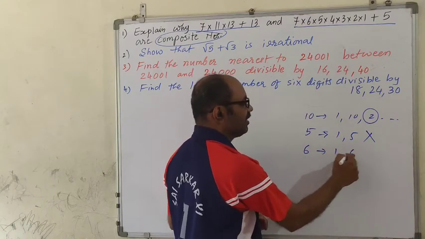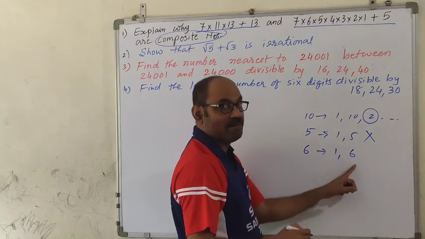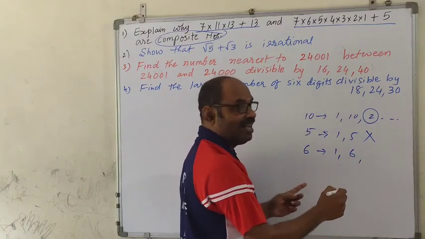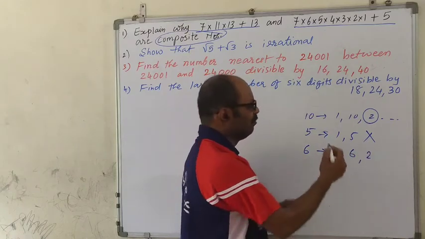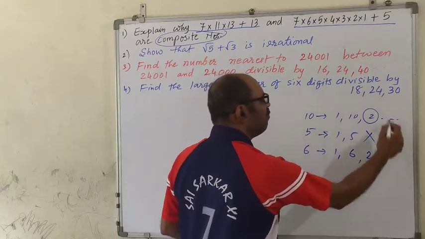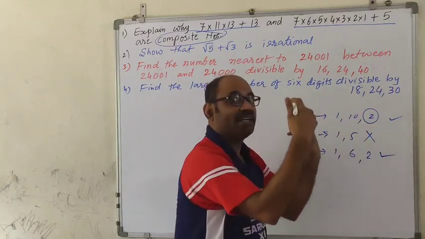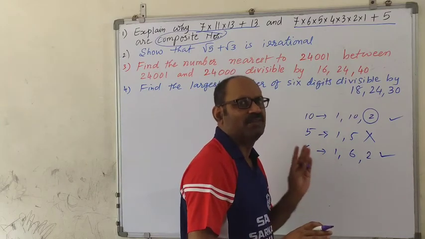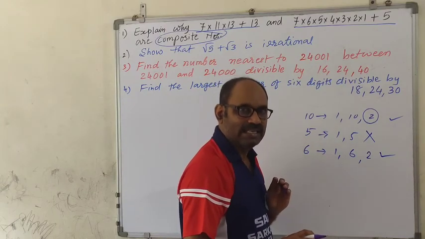6: 1 and 6. 1 is a factor of all numbers, and the number itself is a factor. So 1 and 6 are there. After that, is 2 a factor? Yes. Is 3 a factor? Yes. But I already got the third factor, so it is composite. Whether there are more factors or not, we are least concerned because we got the third factor, which is more than 2. So it is a composite number.